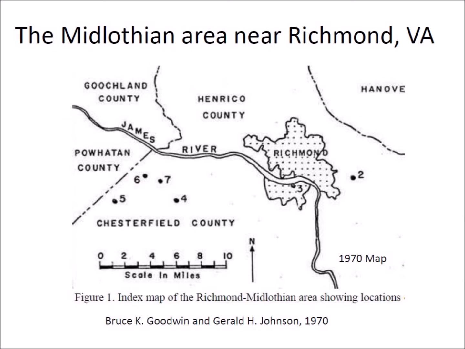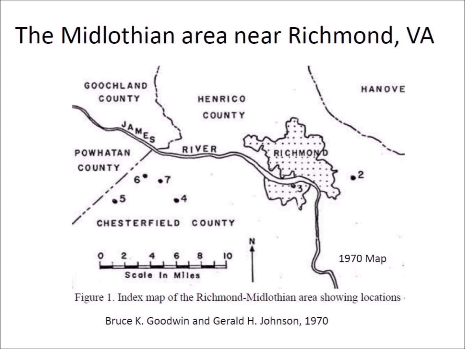In 1970, Bruce Goodwin and Gerald Johnson published a document which described the geology of the upland gravels that overlie the bedrock in the vicinity of Midlothian, Virginia, located approximately 13 miles west of Richmond and 4 miles south of the James River. The city of Richmond straddles the fault line that marks the boundary of an upland region of relatively hard crystalline rock and a coastal plain of softer sedimentary rock.